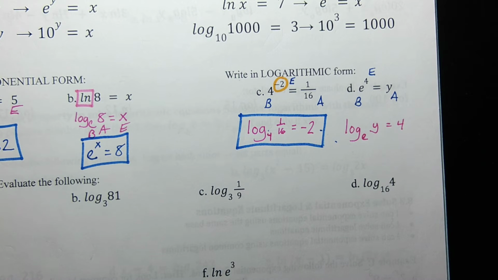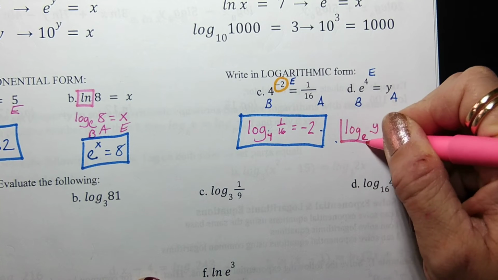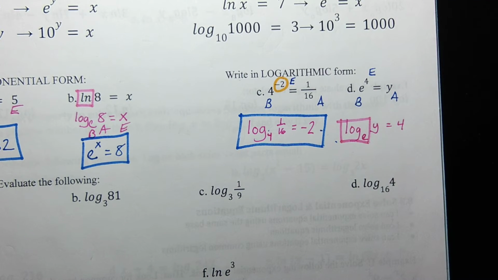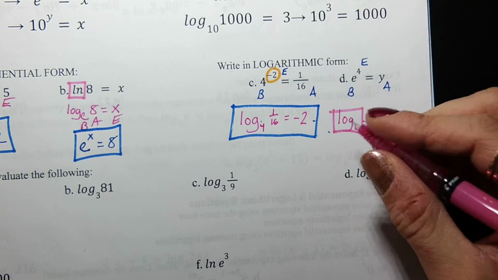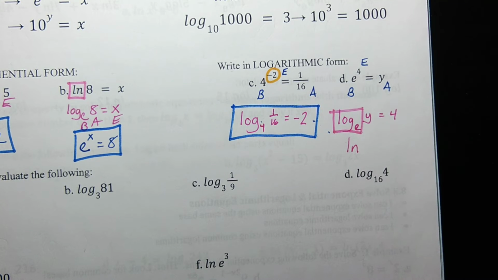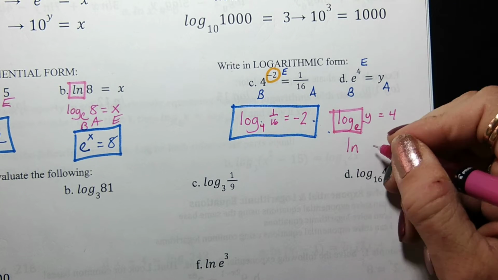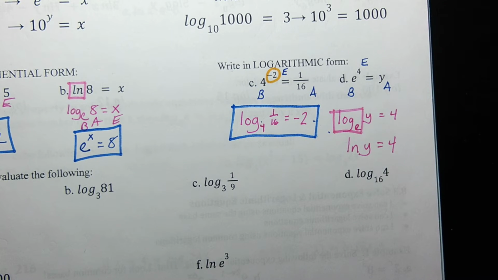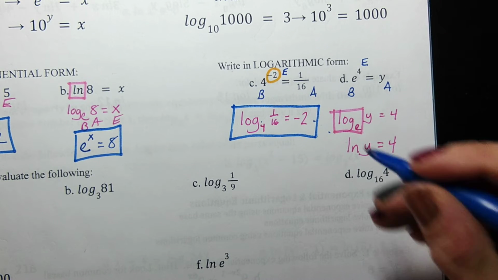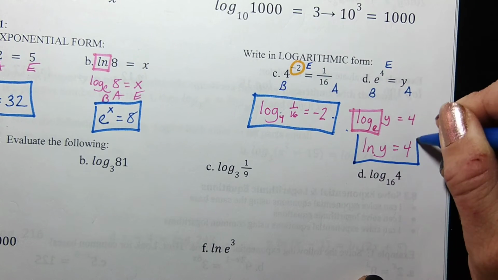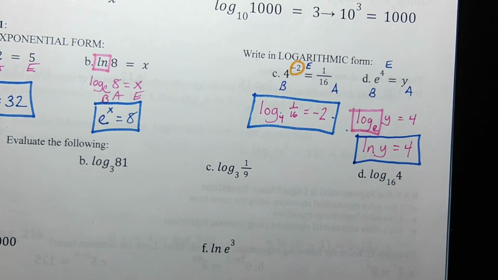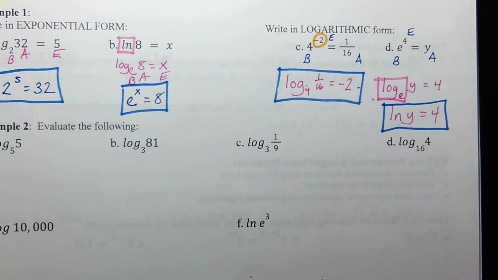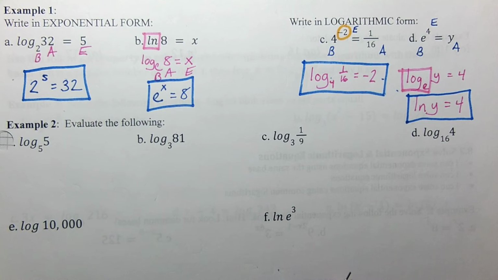What do you think our next step should be to make this as pretty as possible? We're going to replace log base E with natural log, ln. So ln y equals 4. And that is our expression in logarithmic form.